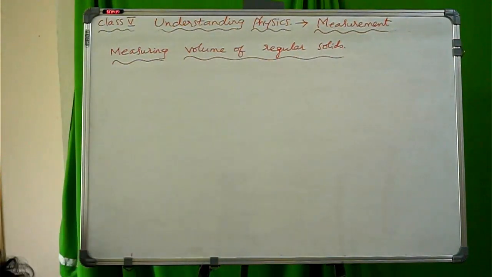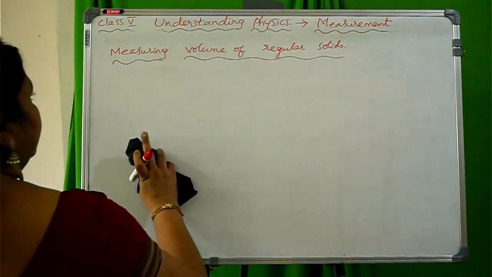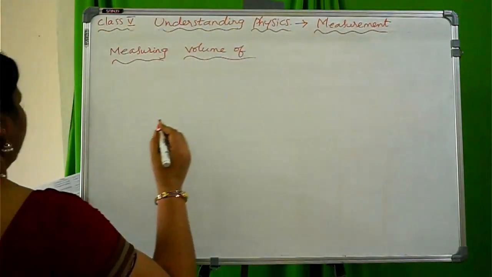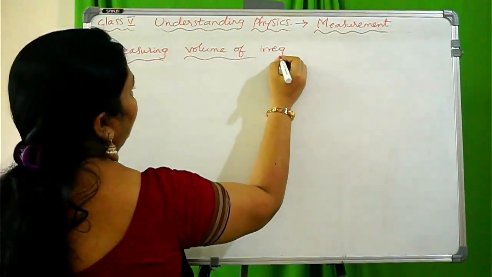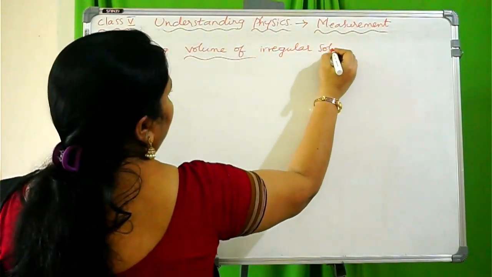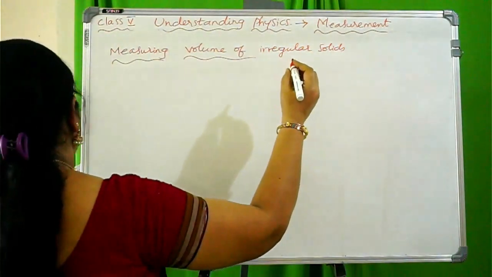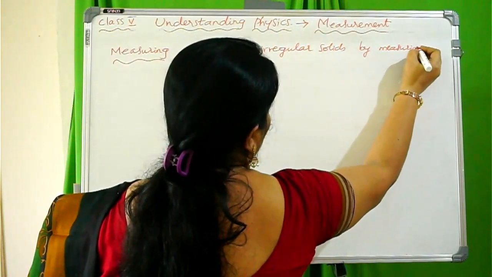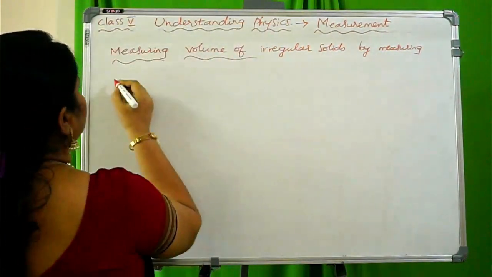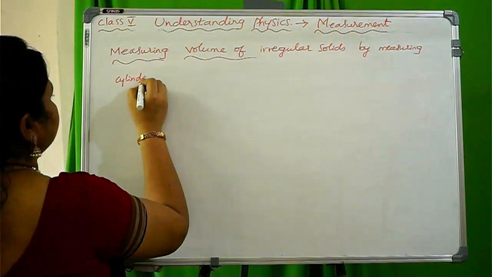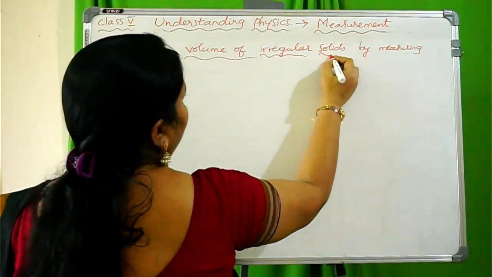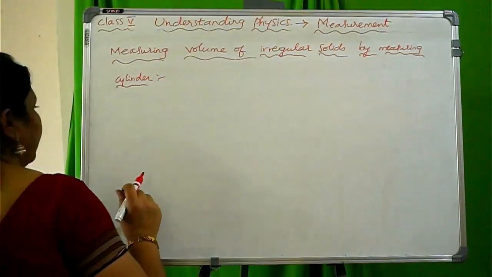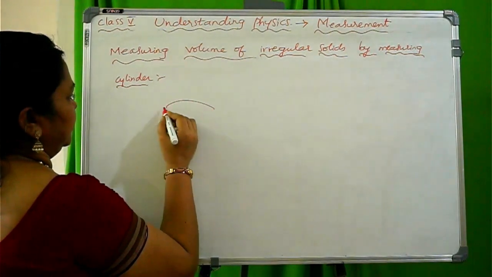Let me write the heading for that one. Irregular solids, measuring volume of irregular solids by measuring cylinder. I'll explain the experiment. At your home, all of you do this experiment. Okay, now this is a measuring cylinder.